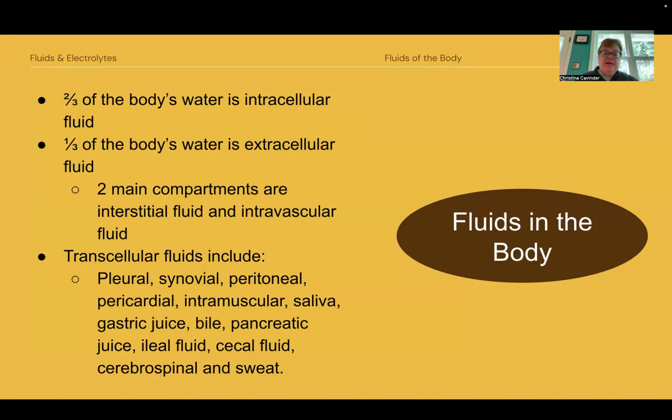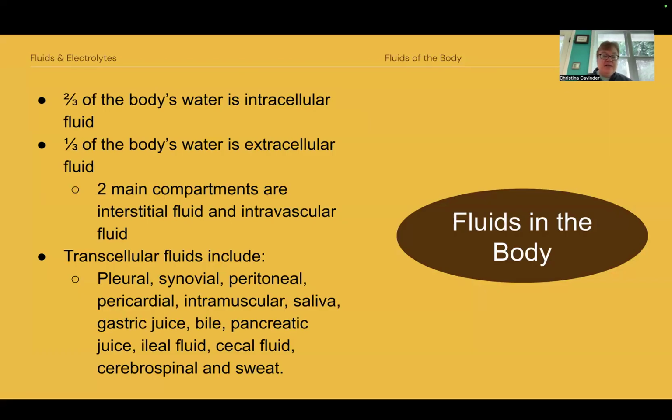There are also transcellular fluids. There is pleural, that is around your lungs. Synovial is in the joints. Peritoneal is in the abdomen. Pericardial is around the heart. Intramuscular is within the muscles. Saliva, we all know what saliva is in your mouth. Gastric juices in your stomach and intestine.